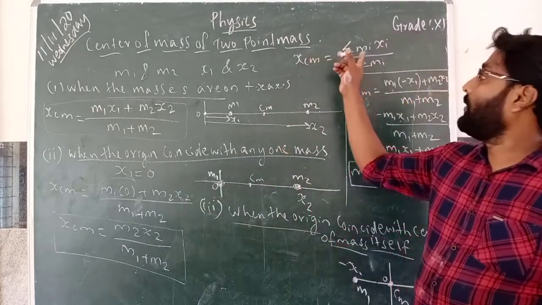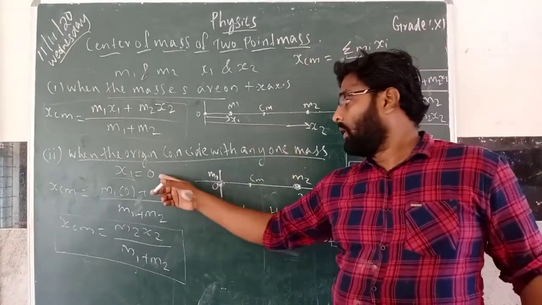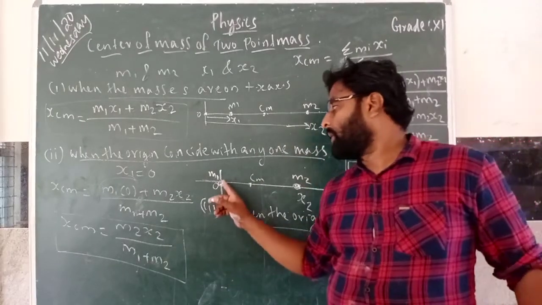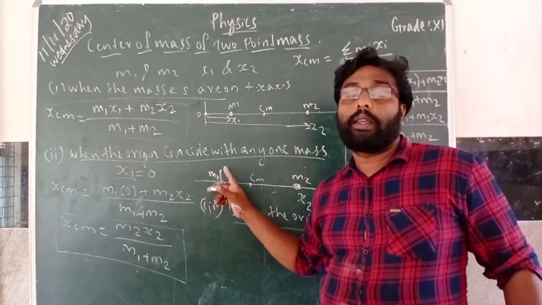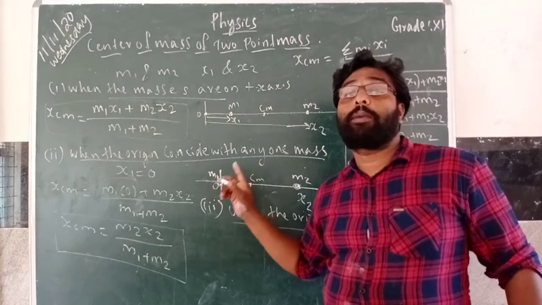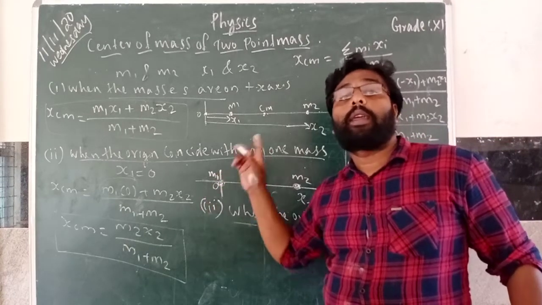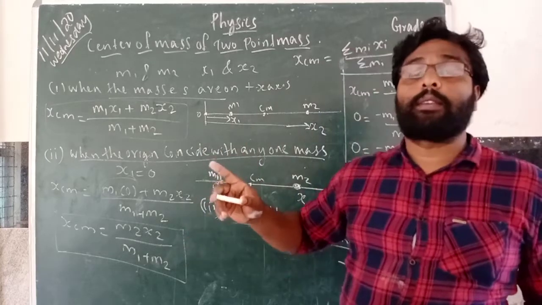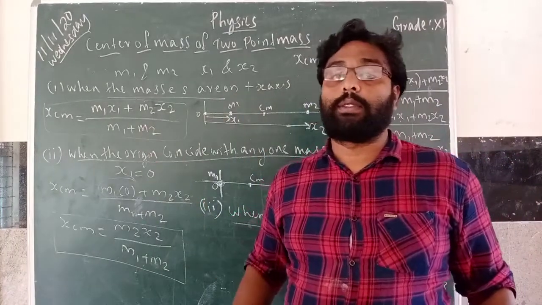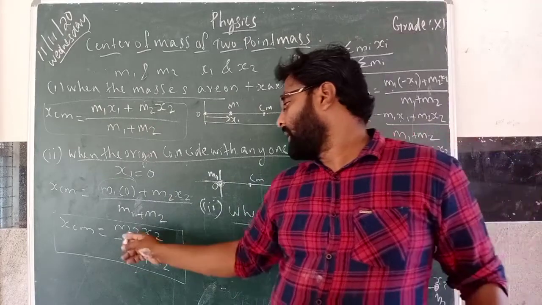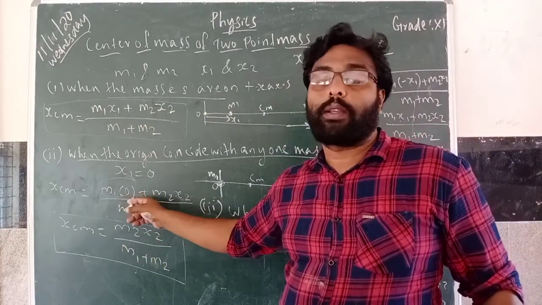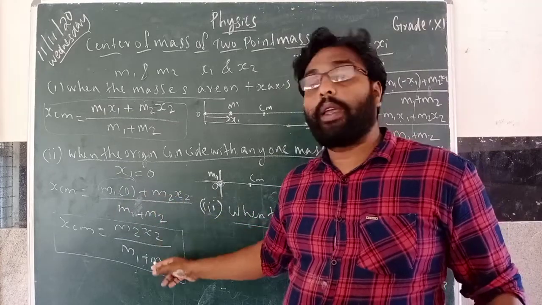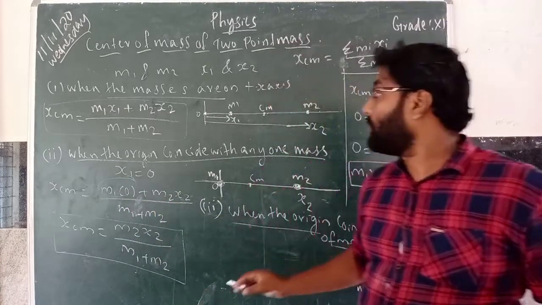It is the same formula we are writing. Remember that. Then, origin coincides with any one mass. That means the mass kept at position x1 is on the origin, so x1 is 0. So m1 into x1, m1 into 0, will cancel. So xcm is m2 x2 by m1 plus m2.